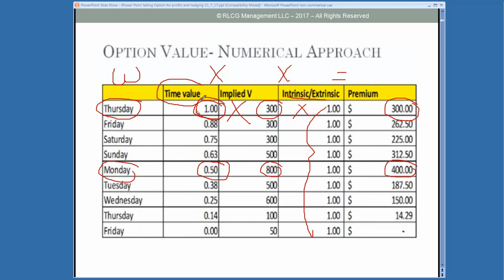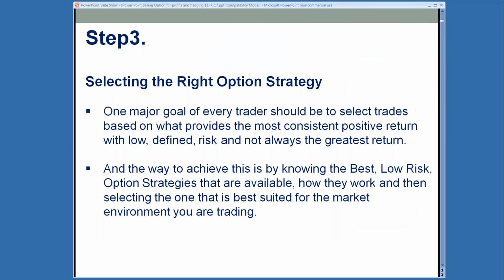The other big takeaway here is that time value and implied volatility are going to 0 at expiration. These are two components you don't want to lose track of, because they're going to be at 0 value at expiration. So it's a great way to incorporate this into your trading, and one of the best ways to do that is through selling option strategies.